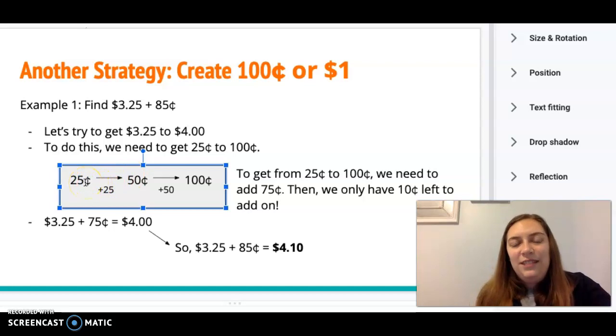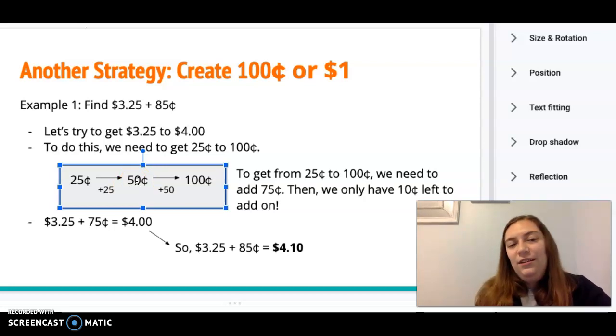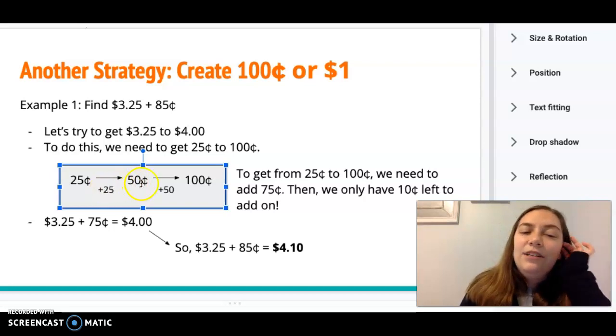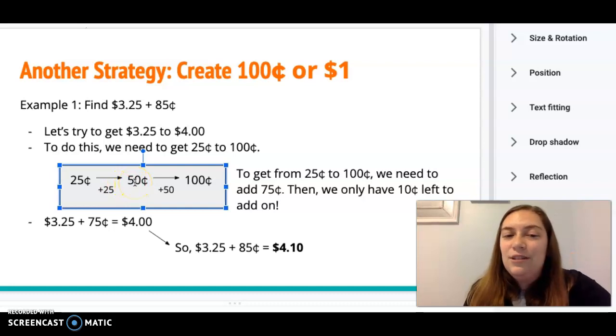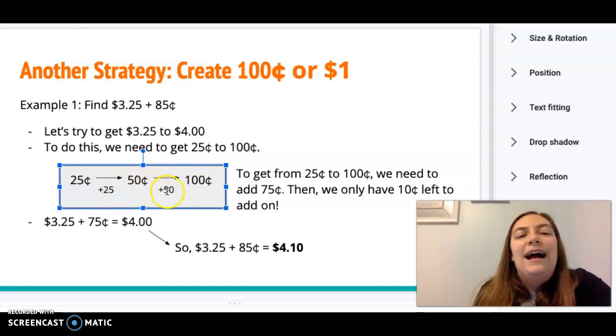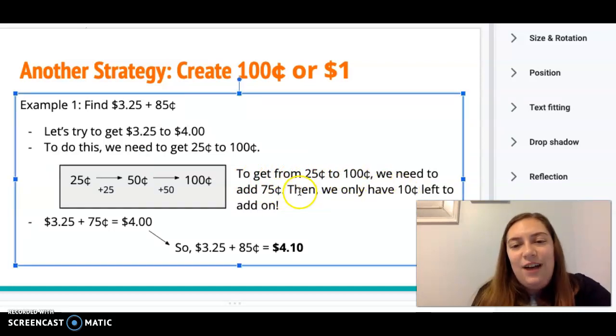So we're going to start at 25 cents and we're going to go to the next, well, I didn't go to the next 10. I went to a 10. I knew 25 plus 25 got me to 50 cents, but you could have gone to 30 first and then to 100 if you wanted to do it that way. But I went to 50 cents, so I added 25, and then I thought, how many more cents does it take to get to 100? So I added 50 here. So then I took my 25 and my 50 that I added, and I got 75 cents. So to get from 25 cents to 100 cents, we need to add 75 cents.